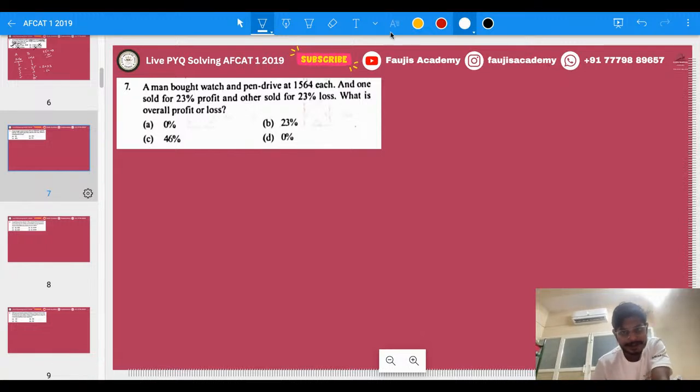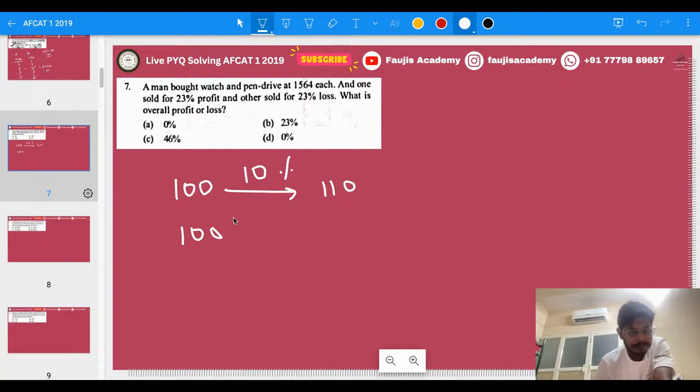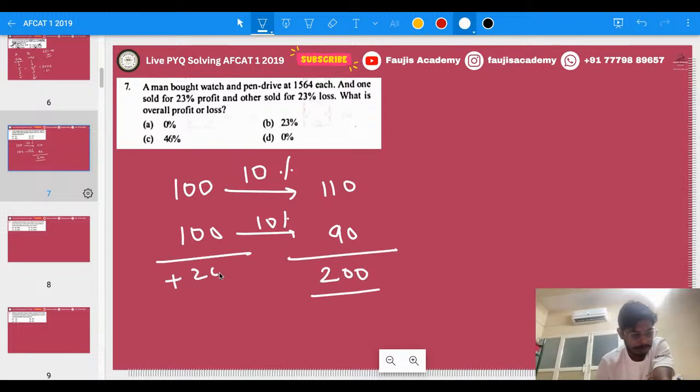So let us say instead of working out with this number 1564, can I choose any different number, 100? I bought a watch at 100 rupees and a pen drive at 100 rupees. This one I sold for a profit, let us say 10% profit. That means I sold it for 110. And this one I sold at a 10% loss. That means I sold it for 90. If you add these two, you will eventually get 200 only, which is also the sum of these, right? So the answer to this question will be no profit, no loss.